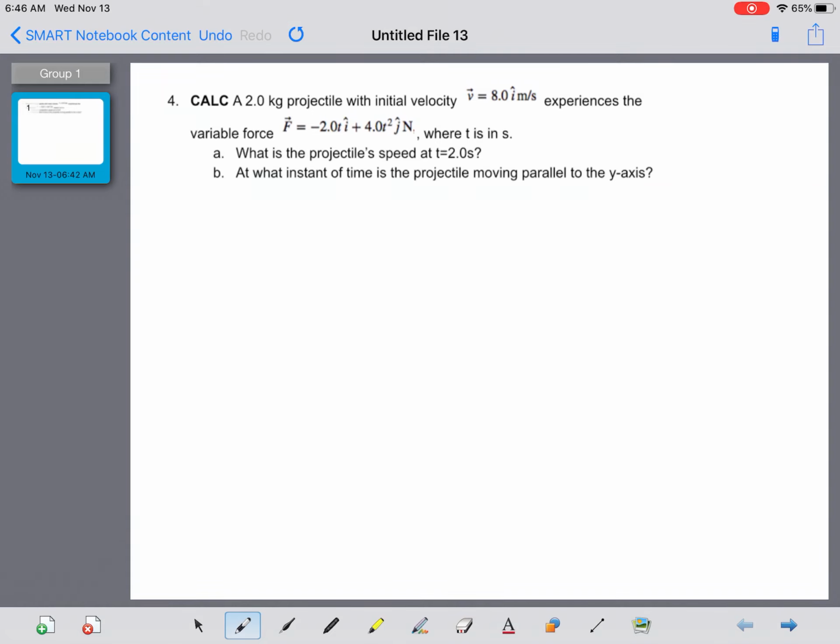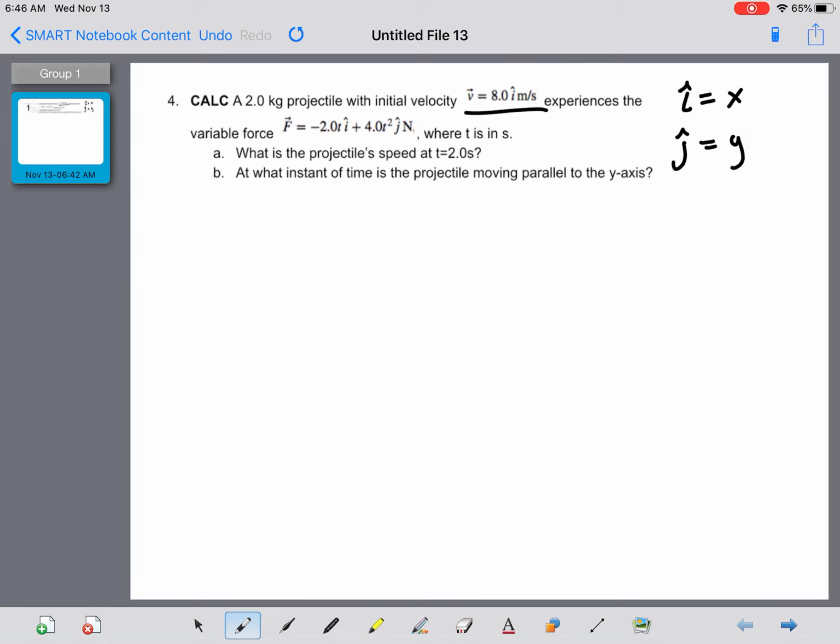Hey everybody, this is problem number 4 from chapter 8's free response questions. I'm going to go through it real quick, just some problem solving strategies. This is giving us an initial velocity, 8 in the i hat direction. If you don't remember, i hat is the x world and j hat is the y world. It's just like alphabetical order there, essentially.